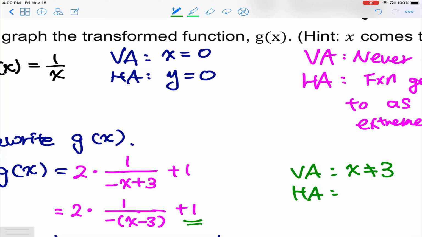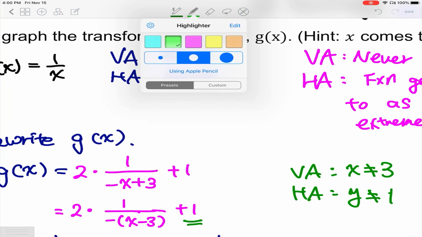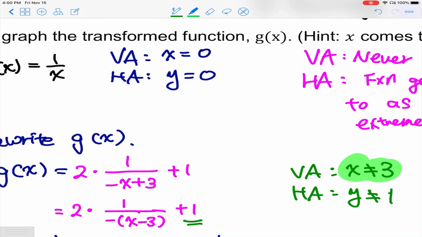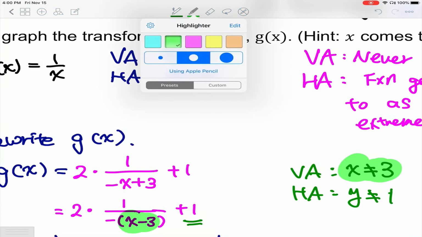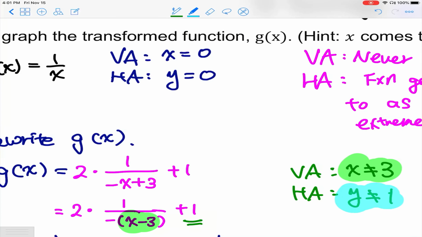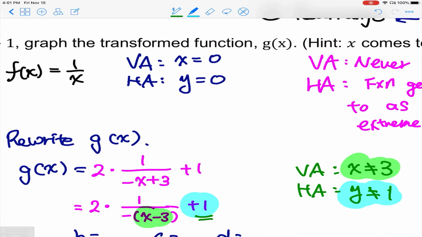But we know that this fraction part will never be 0. It will be very close to 0. Therefore, the y will never be equal to 1, but it will actually just approach it. So hopefully here you notice that this x not equal to 3, which is the vertical asymptote, can be found from the denominator, whereas the horizontal asymptote here is basically what's after. Okay, so hopefully that makes sense to you.